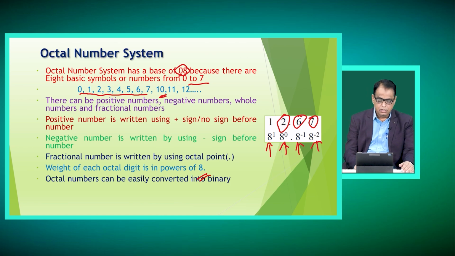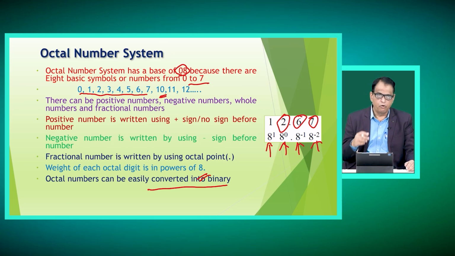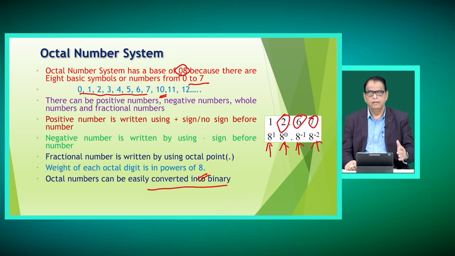And octal numbers are a very important number system, because you will find that they can be easily converted into binary. Whenever you are given a large binary number, that binary number can be represented easily in octal, and octal numbers can also be easily represented in binary, and that is the reason this number system is used many times in programming.